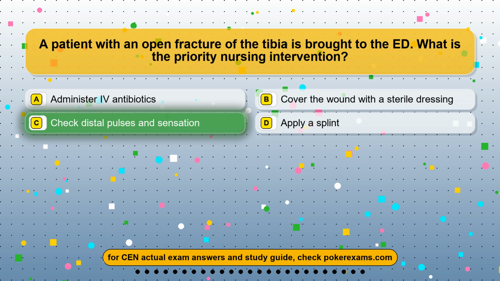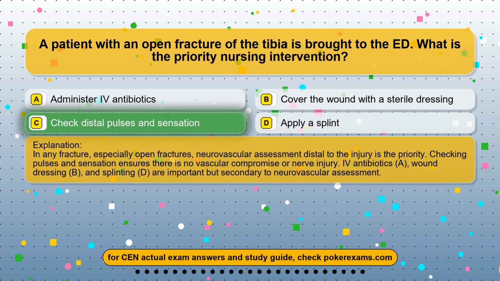The correct answer is option C, check distal pulses and sensation. In any fracture, especially open fractures, neurovascular assessment distal to the injury is the priority. Checking pulses and sensation ensures there is no vascular compromise or nerve injury. IV antibiotics, A, wound dressing, B, and splinting, D, are important but secondary to neurovascular assessment.